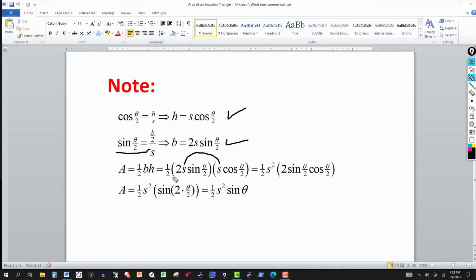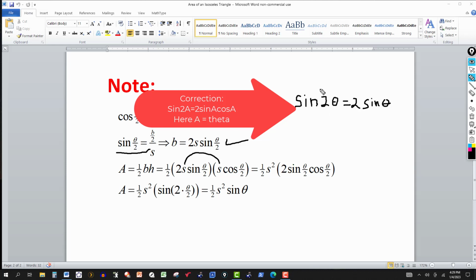So we look at that clearly. All I did is make a substitution for the base and the height, and the S and the S give me the S squared. I put those out in front, and then the rest of it stayed in this parentheses: 2 sine theta over 2 cosine theta over 2. And then I remind you that there is a double angle identity. It says that the sine of twice any angle is equal to 2 times the sine of just the angle, times the cosine of the angle.